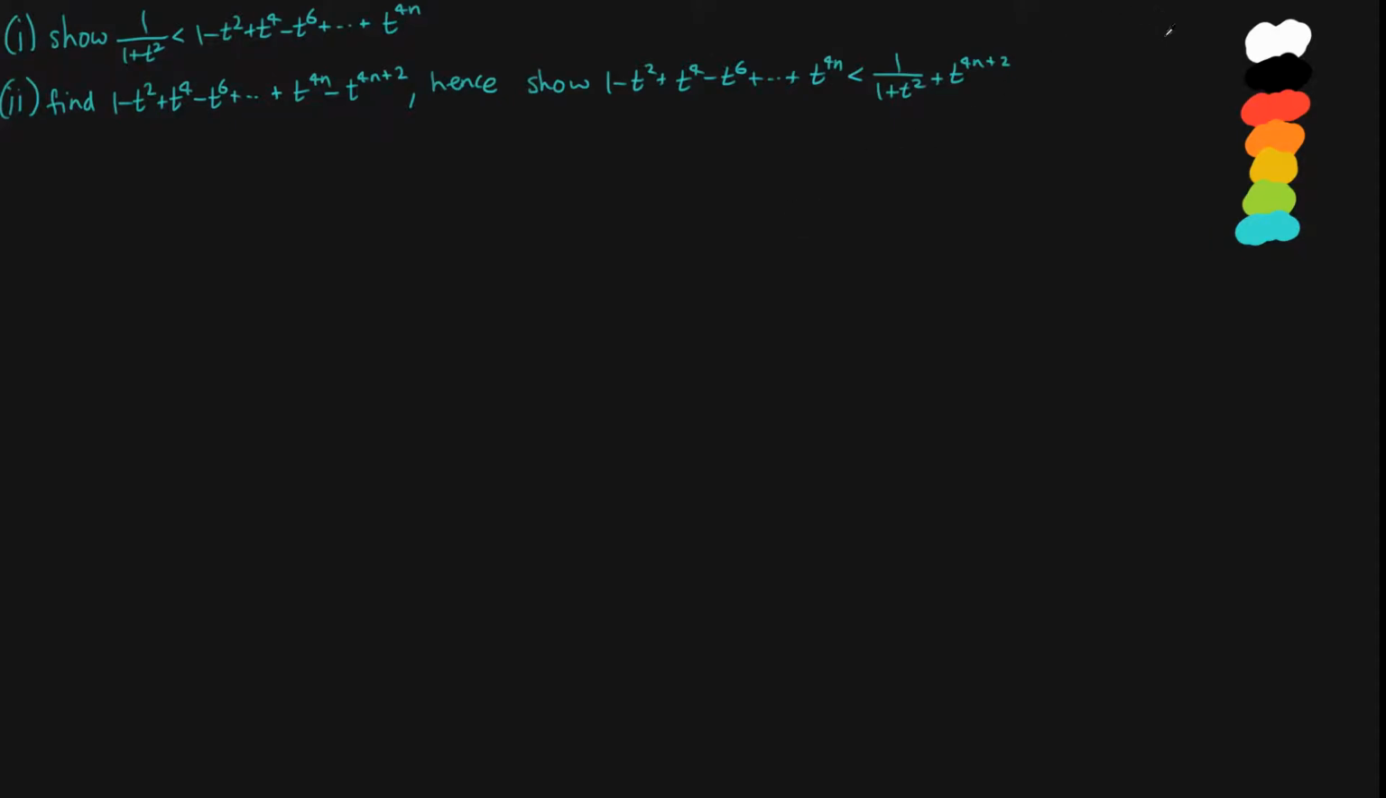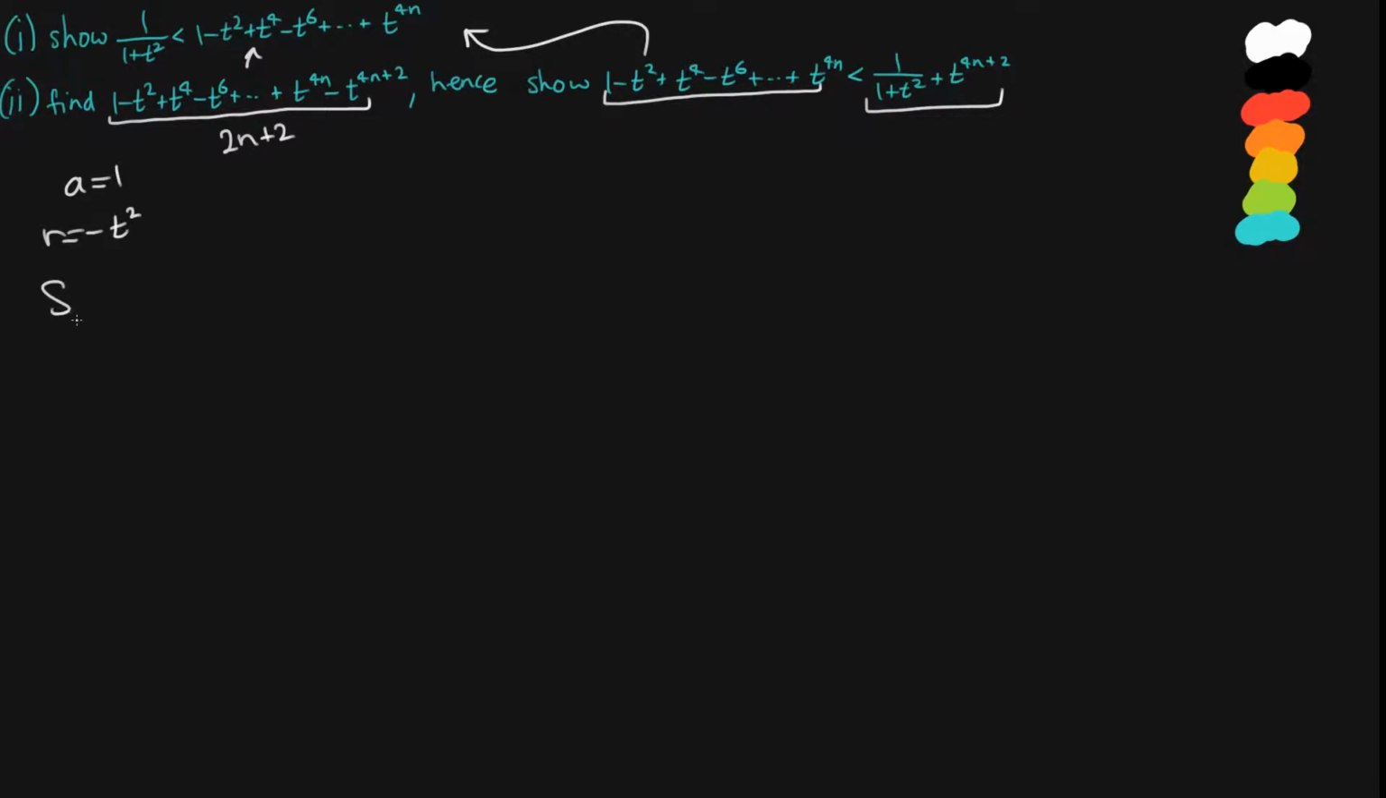Okay, so for part 2, we have to find this series and then show that this series, which was our original series from before, is less than this thing. So this is also a geometric progression. You can see it's very similar to the one before. a is equal to 1, r is equal to minus t squared. And remember, the first series had 2n plus 1 terms. So this one will have 2n plus 2 terms.